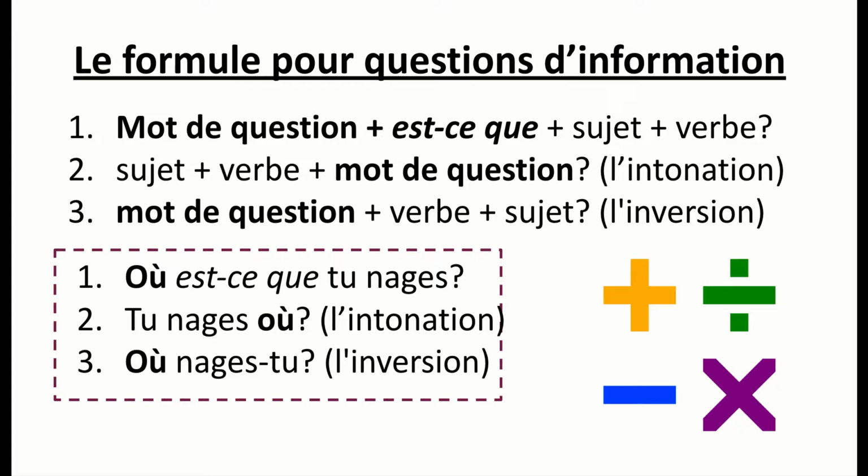Okay, tu nages où? And then the last one, inversion, où nages-tu? Où nages-tu? This is probably the most formal in terms of when you would use it and when you would hear it. It's a little bit trickier to invert the subject and the verb, and so it's something that you see more in writing, or if you're listening to perhaps someone being interviewed on the news or something like that. It's a bit more formal.